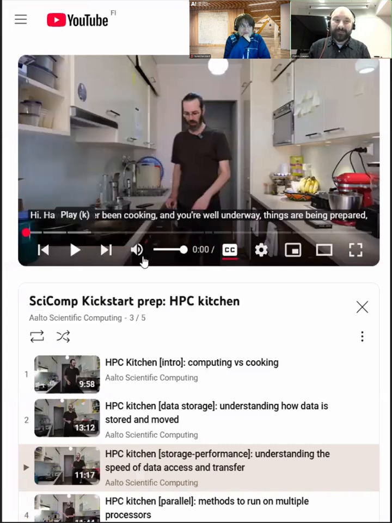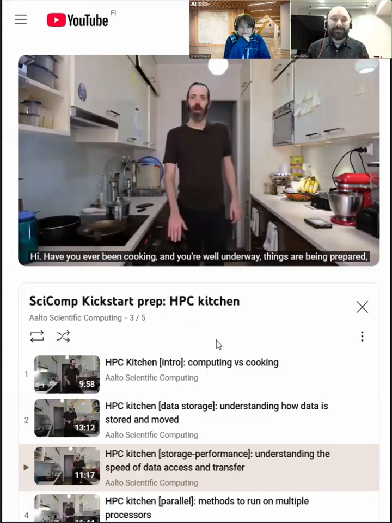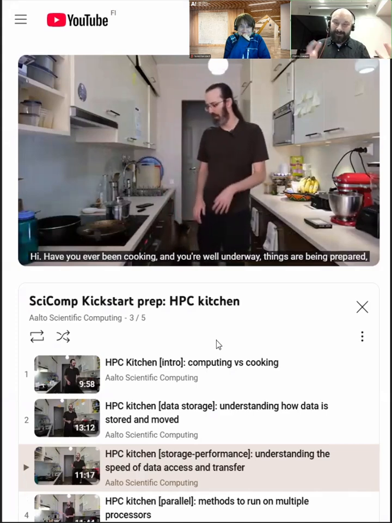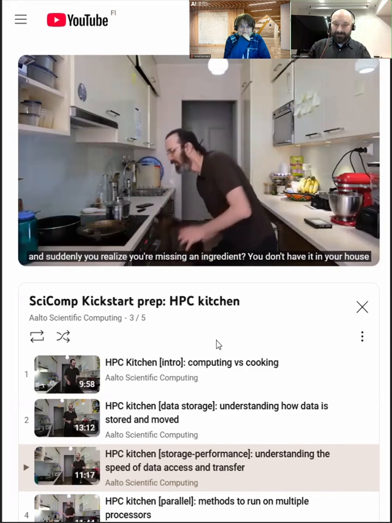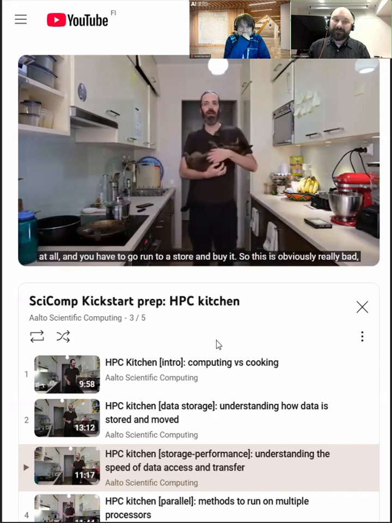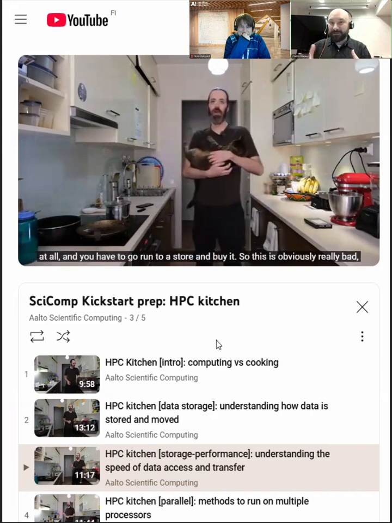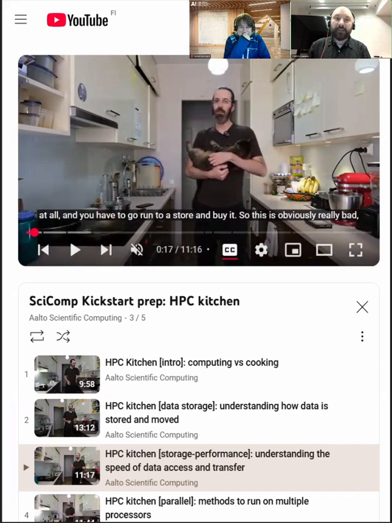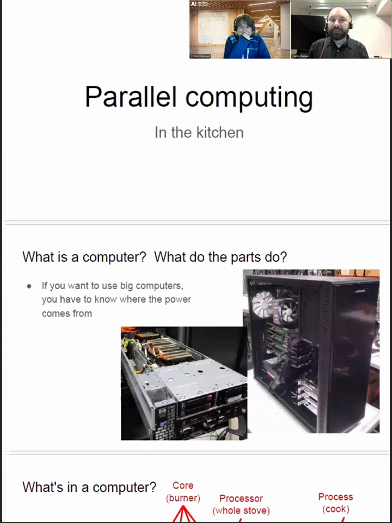And in the video, there's going to be Richard with the cat, actually, that are going to basically explain how all these elements, the CPU, the GPU, the RAM, and so on, are connected to each other and what it actually means in practice for your day-to-day work. There's also a set of slides with this metaphor of parallel computing in the kitchen.